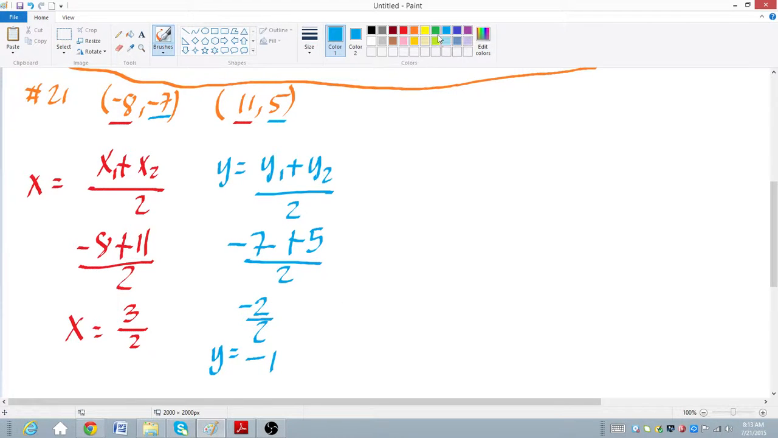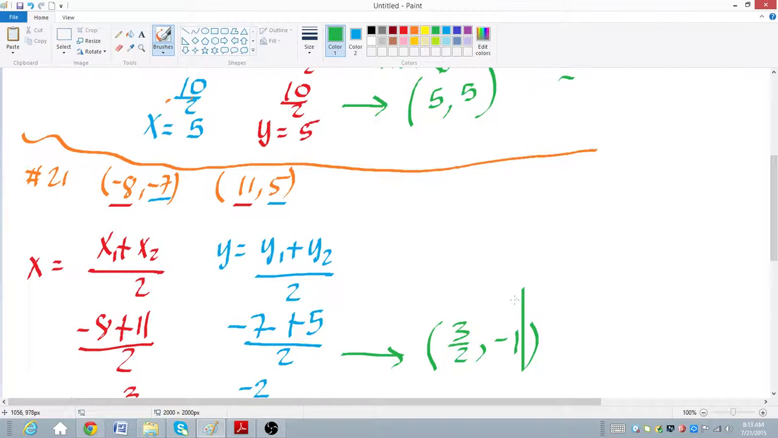Now just plug it back into the point form, which is x is 3 over 2 and y is -1. Let me erase that part right there. And this right here is your midpoint.